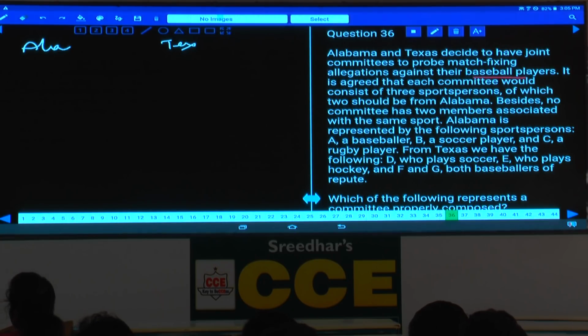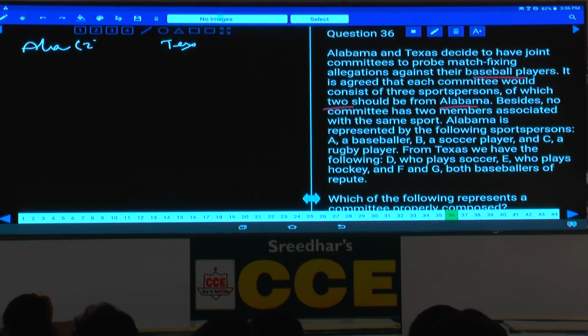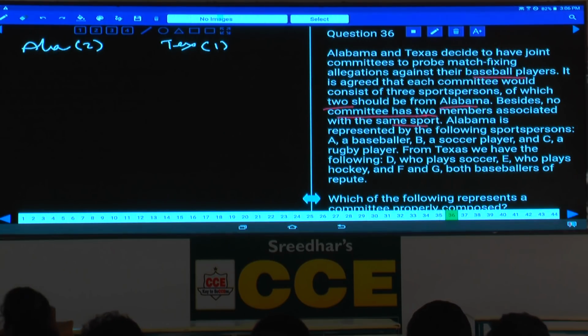It is agreed that each committee would consist of only 3 sports persons. How many persons should be there? 3. And of which 2 should be from Alabama. Hence 2 from Alabama should be taken and 1 from Texas should be taken, isn't it? Hence 2 from here and 1 from here should be considered in a committee of 3 members. Besides, no committee has 2 members associated with the same sport. That means no committee can have the same sport for 2 members, isn't it? That is the only condition given here.